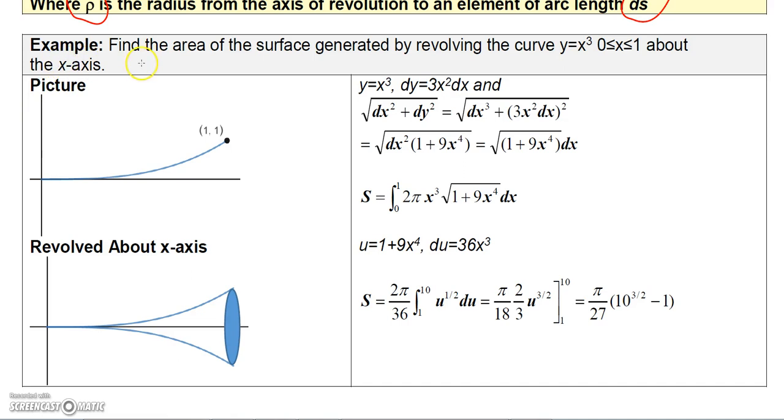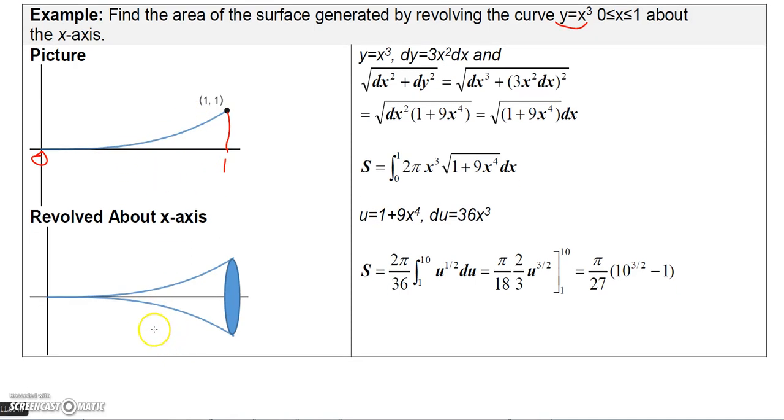So in this example, we want to find the area of the surface generated by the curve y equals x cubed, from 0 to 1 about the x-axis. So here's the curve y equals x cubed from 0 to 1. Here's 0, and obviously this would be 1. And then if you revolve this around the x-axis, you get a horn here, like there. So what you're trying to do is get the surface area of that horn.